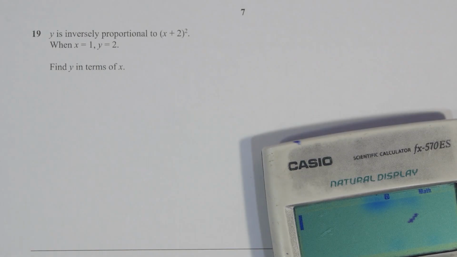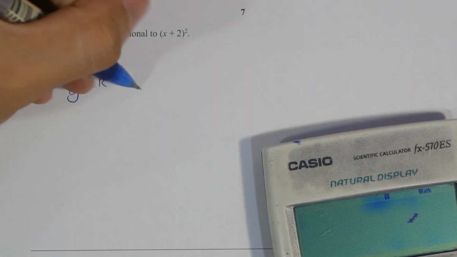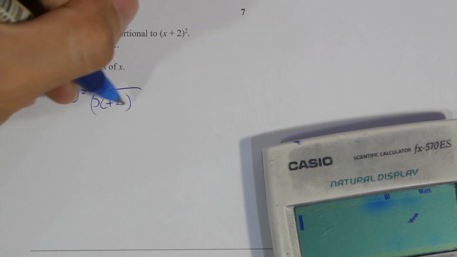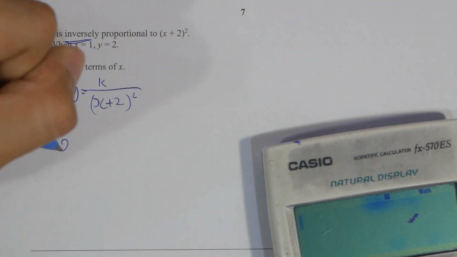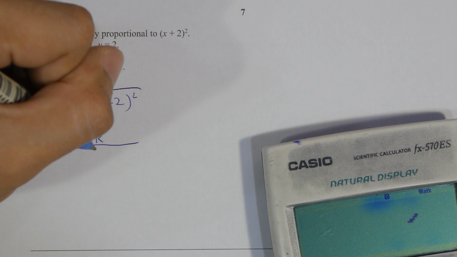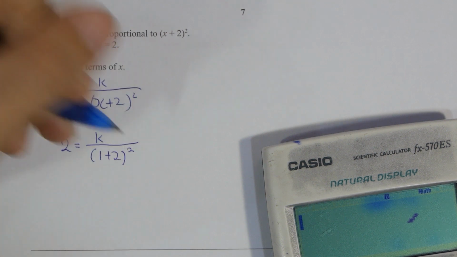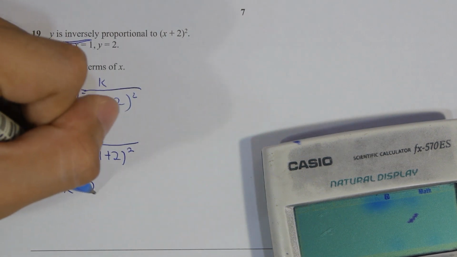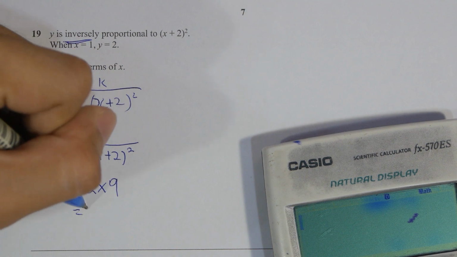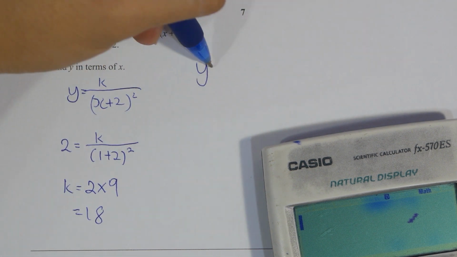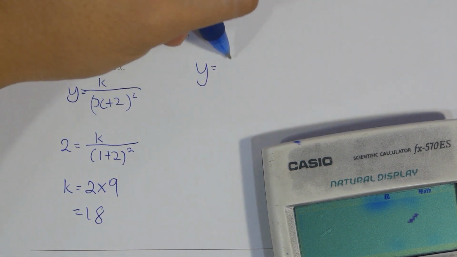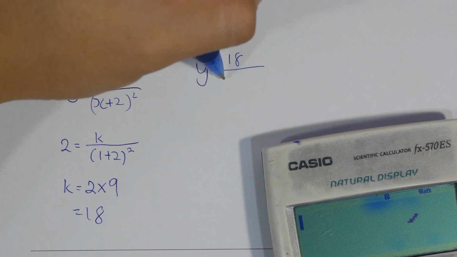So question 19, keyword here, inverse proportional. So y equals to k over x plus 2 to the power of 2. So substitute the information given, x is 1 and y is 2. By doing so, you'll be able to identify the k in our case as 18. So the final answer will be y equals to 18 over x plus 2 squared.